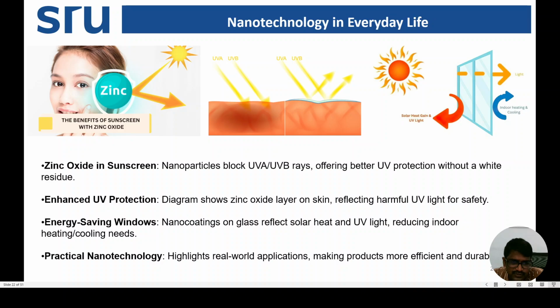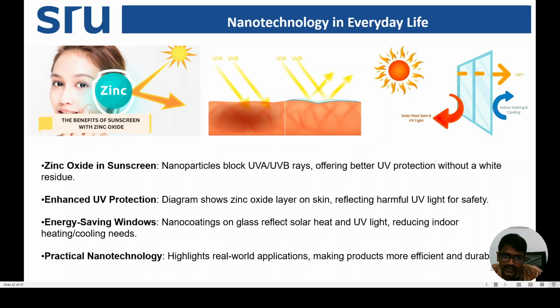So this diagram shows a zinc oxide layer on skin reflecting harmful UV light for safety. I already told you. We will see cricketers with sunscreen lotions on the ground, right? Why are they using it? To protect from sunlight, right? From these harmful UV rays.